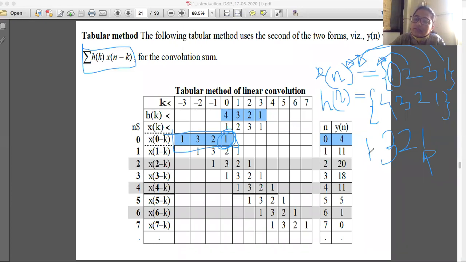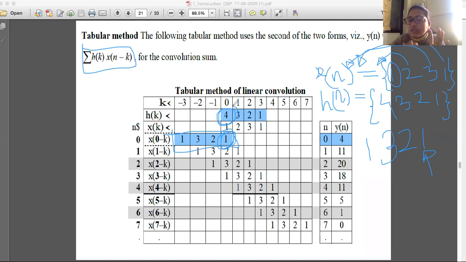Here my sequence has become at n equal to -3. My first point is situated at -2, second point is present at -1, third point, and at 0 the fourth point. So accordingly the sequence will be generated. Now once you have generated the sequence, as the second sequence starts from 0, we need not shift it. The first point is present at the 0 index only, so you need not shift the sequence.